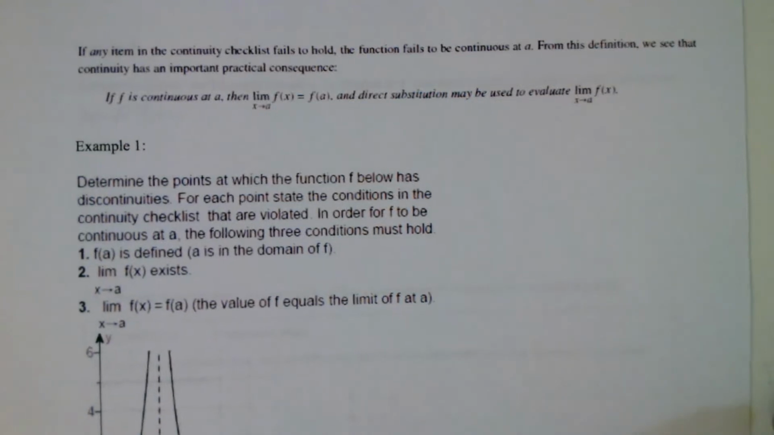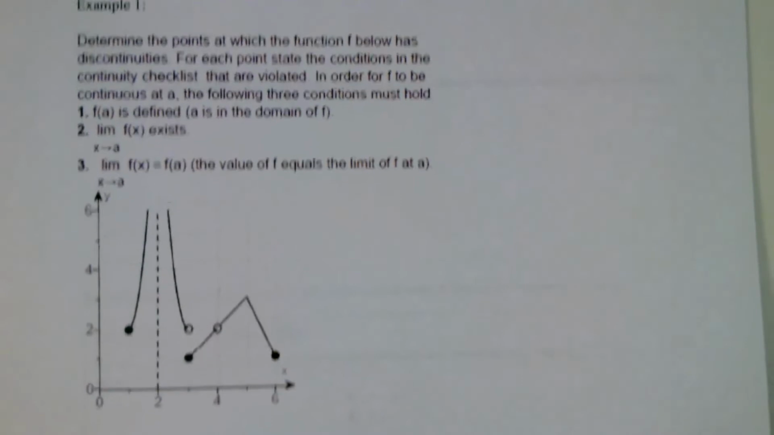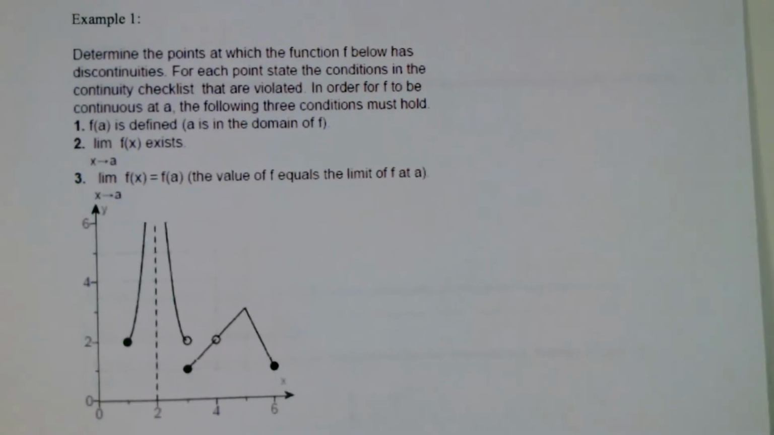All right, so now let's look at this first example that we have here. Let me see if I can get all of this on the screen. There we go. Let's say we want to determine the points at which the function f below has discontinuities. For each point, state the conditions in the continuity checklist that are violated.